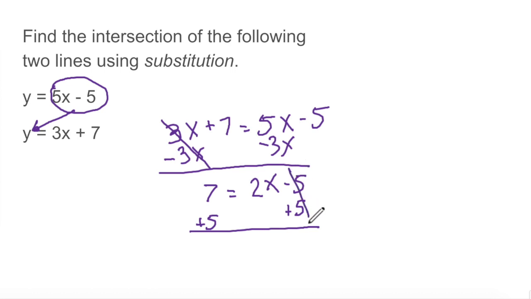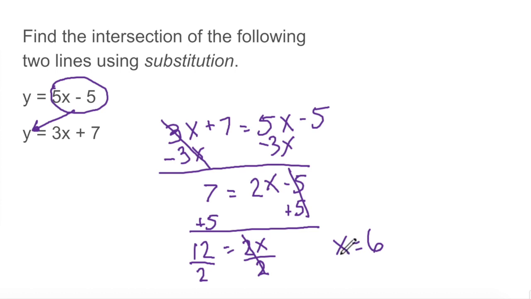These cancel each other out, and what we get is 2x equals 12, right? 12 equals 2x. And our last step is just to divide by 2 to get rid of that coefficient of x. So we'll divide both sides by 2. 12 over 2 is 6, so these cancel out. We get x equals 6.